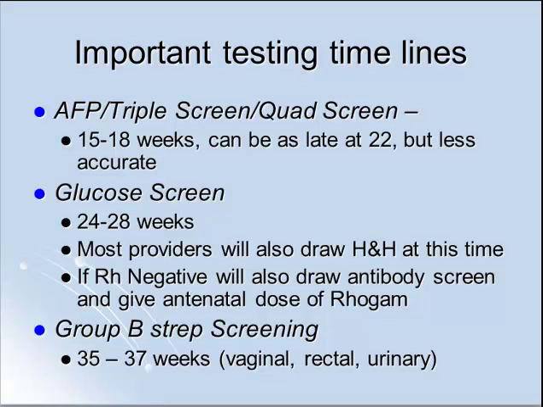We want to offer all patients AFP, triple screen, or quad screen. I use all 3 of those terms because your preceptors may use different terms. In general, the quad screen is done at this stage in the game because it's the one that gives you the most information. And we offer that between 15 and 18 weeks. Now remember, it can be done as late as 22 weeks, but it gets much less accurate. So we'll talk about that in class. Glucose screening should be done between 24 and 28 weeks on all women.